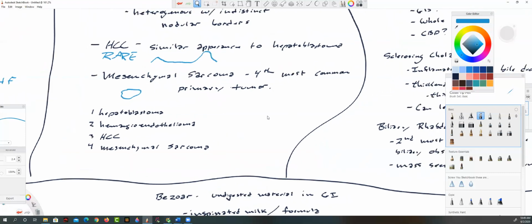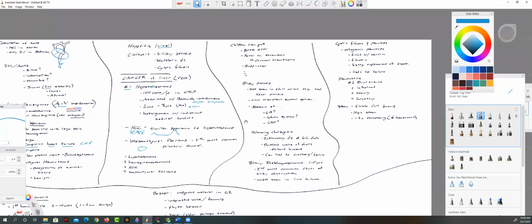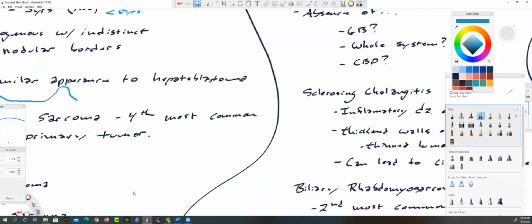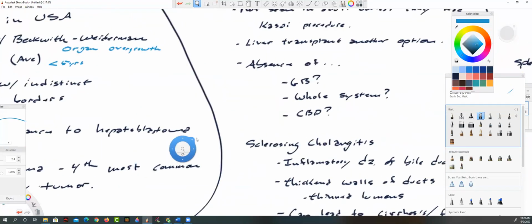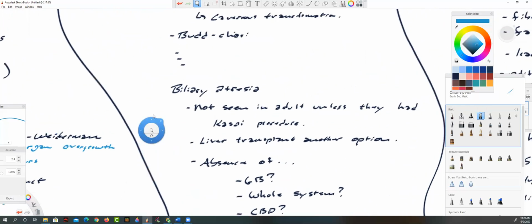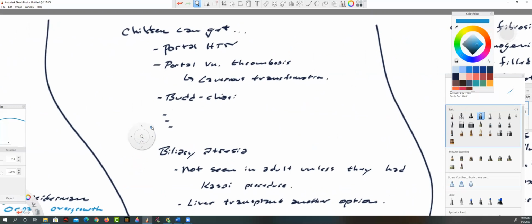Any of these tumors, guys, I don't need to go into more detail with them. They are tumors. They're not supposed to be there. And if you guys ever want to take the pediatric registry, then you go back to this book and some other sources and you study them in greater detail. This is just a little section called Children Can Get.